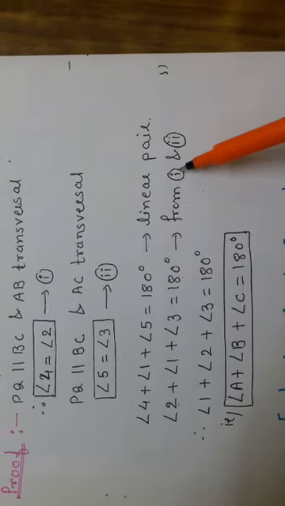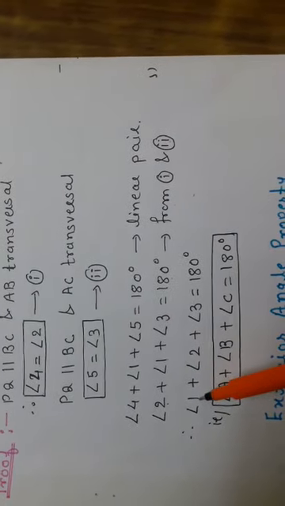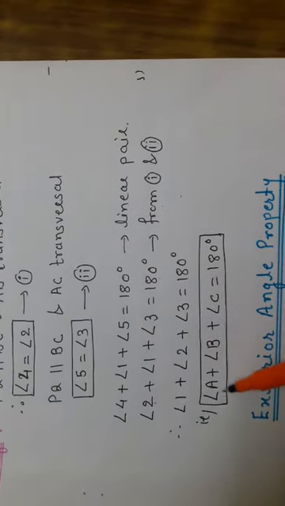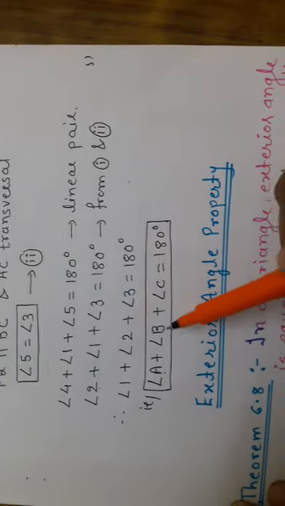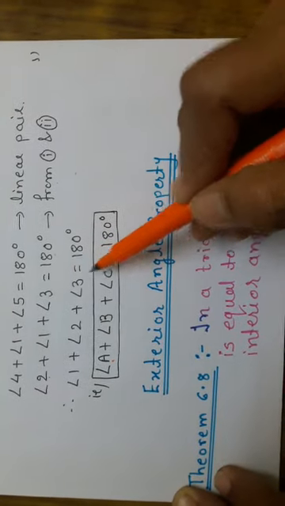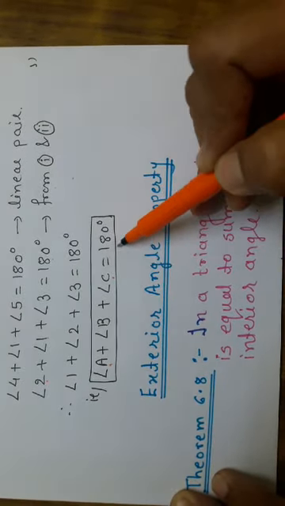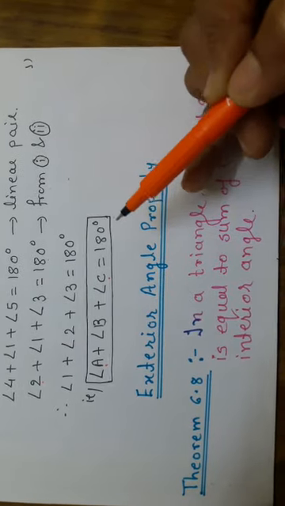From equations 1 and 2, what is angle 1? We denoted it A, that's why I will write A. Angle 2 is B. Angle 3 is denoted as angle C, which is equal to 180 degrees.